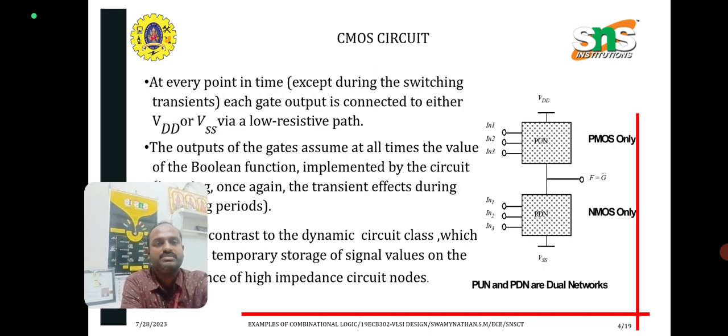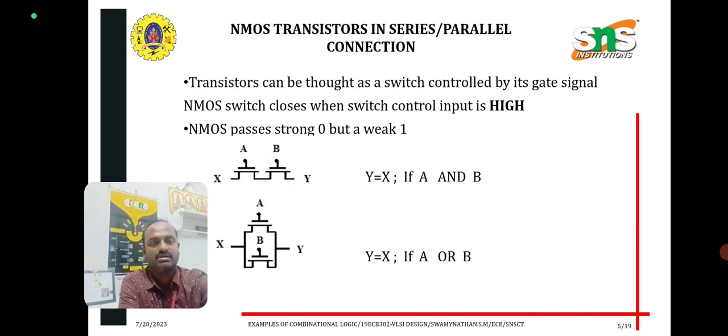Next, the CMOS circuit. The upper side is called the PMOS, which is a pull-up network. If you give the input 0, it works. Inversely, the NMOS works the other way: if you give the input 1, then the NMOS is in working condition. So these are the CMOS combinations.